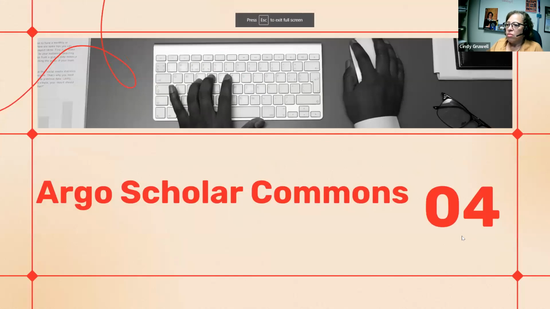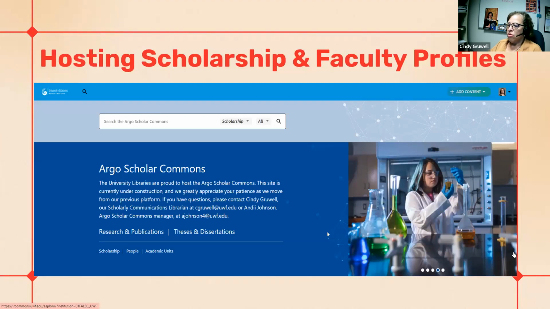The one thing I want to mention and bring attention to is our institutional repository, which is the Argo Scholar Commons. We recently changed to a new vendor, so it has really changed in its look and what you can do in it. Our goal is to host the scholarship of the university, so that includes faculty, staff, and students.